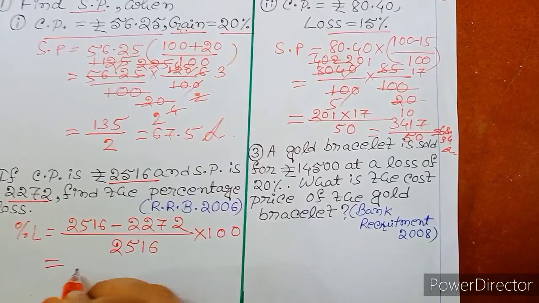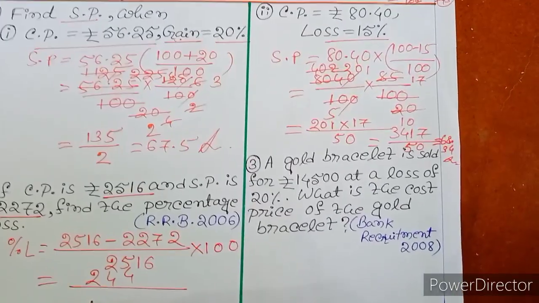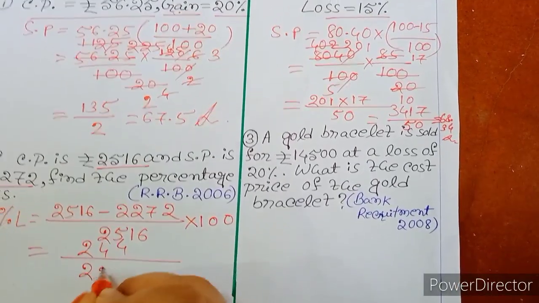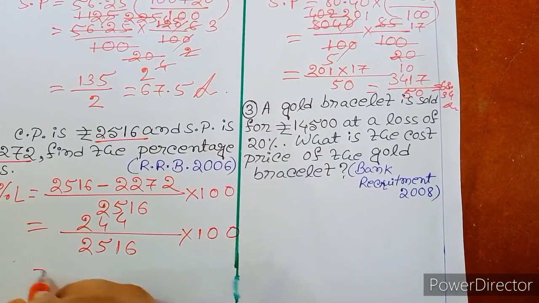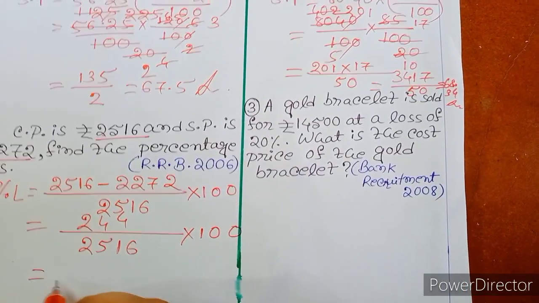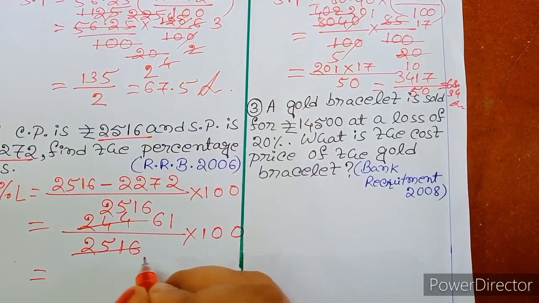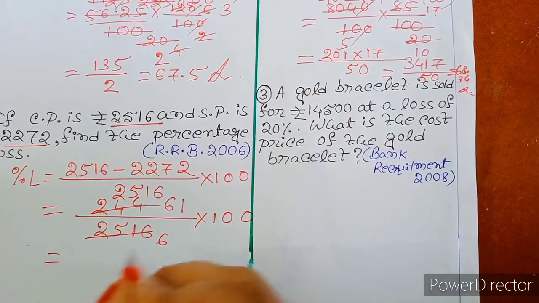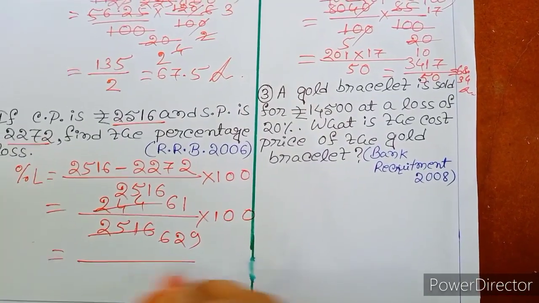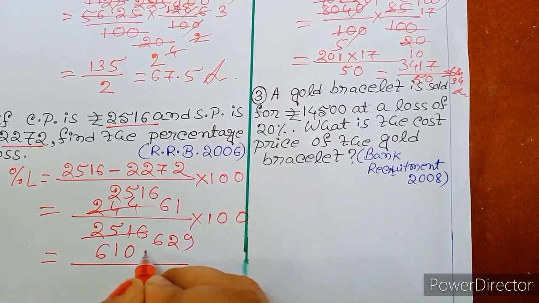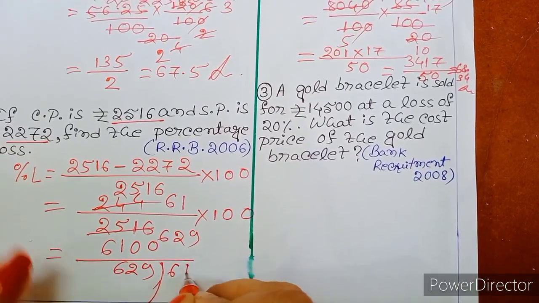So it's equal to 244 by 2516 into 100, which equals 6100 by 629.